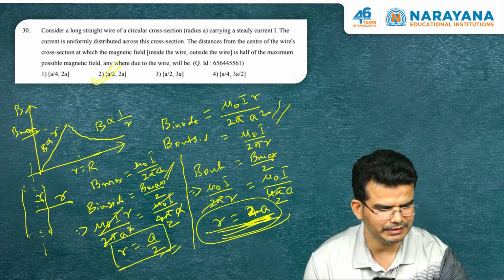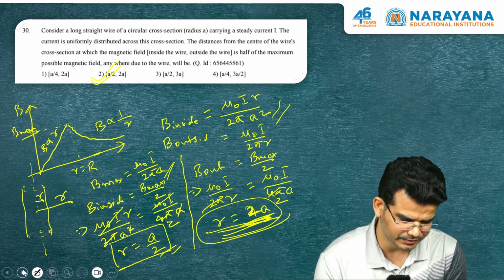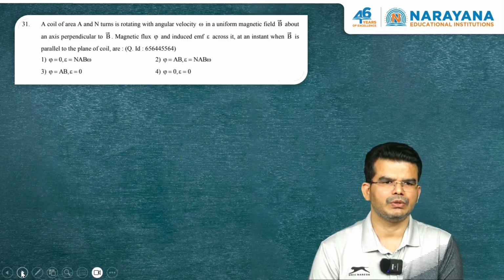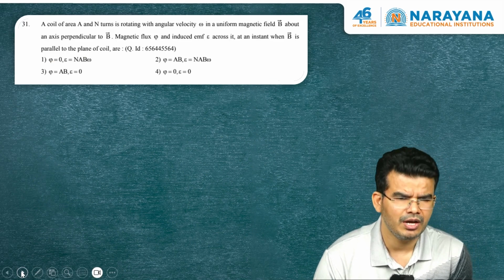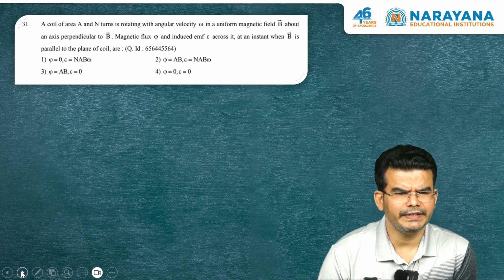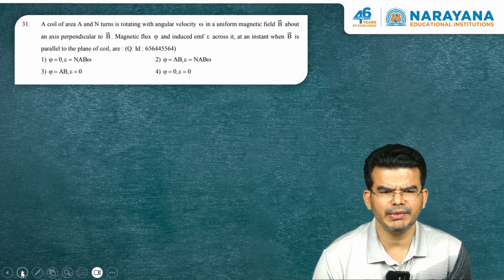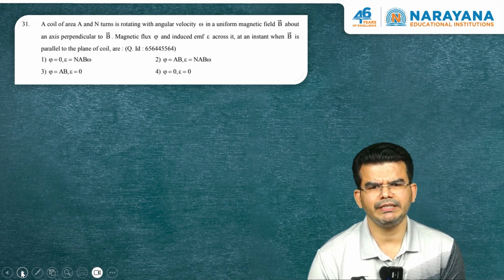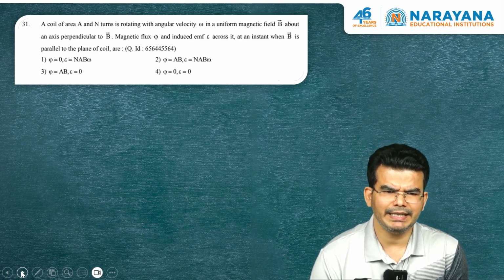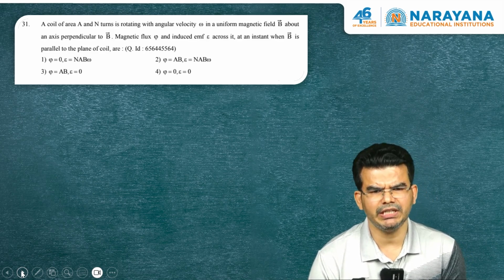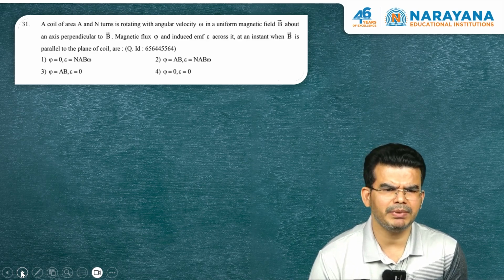It is a very simple thing which you can easily understand. Okay? Let us move to the next question. Again a very simple problem. What are they saying? A coil of area A and n turns is rotating with angular velocity omega in a uniform magnetic field B about an axis perpendicular to B. Obviously, find the magnetic flux phi and induced EMF E across it at an instant when B is parallel to the plane of the coil.